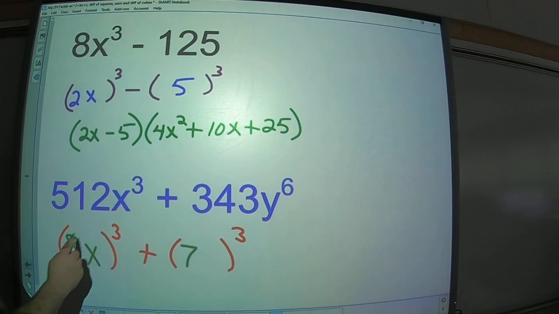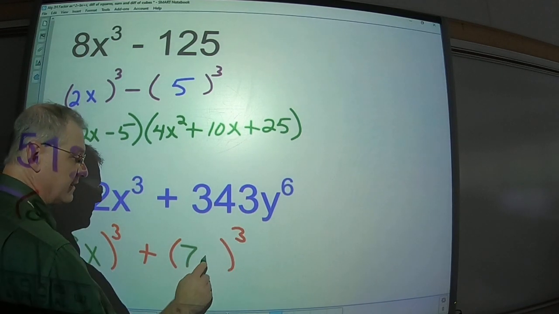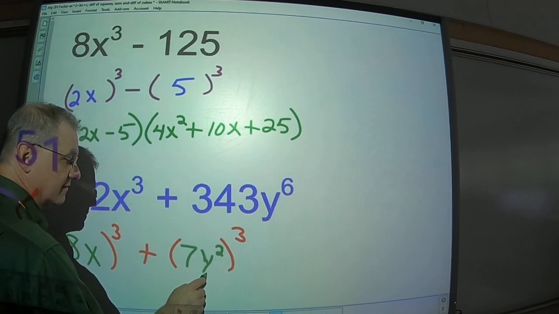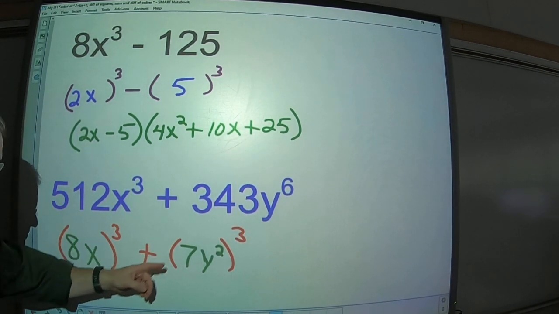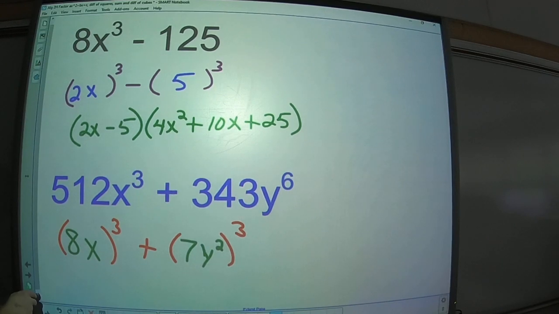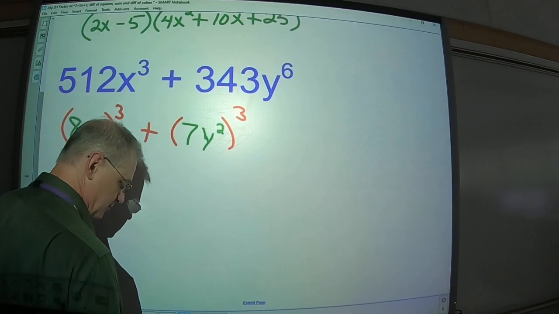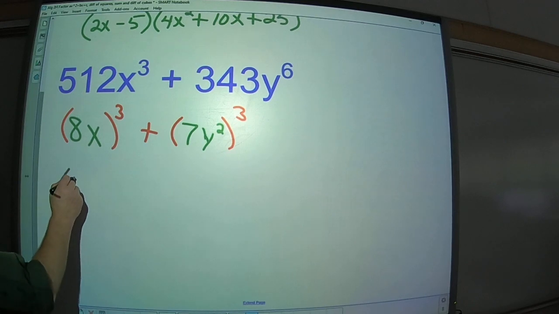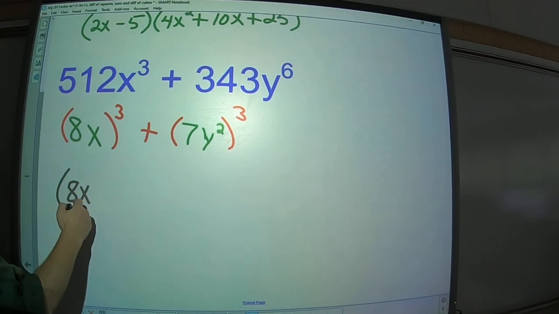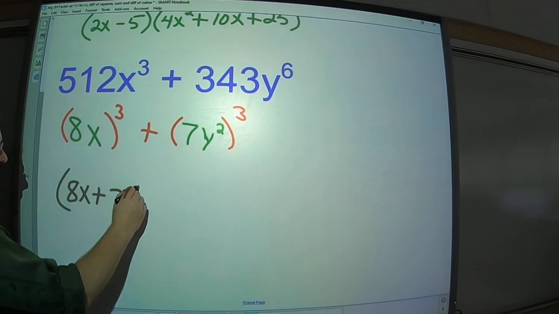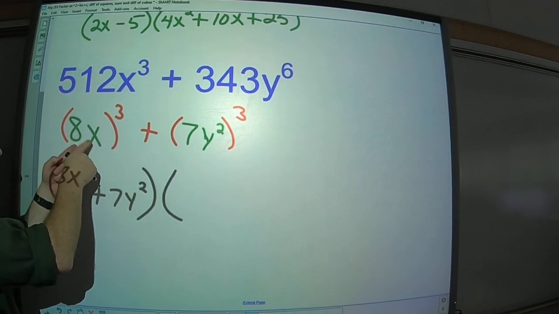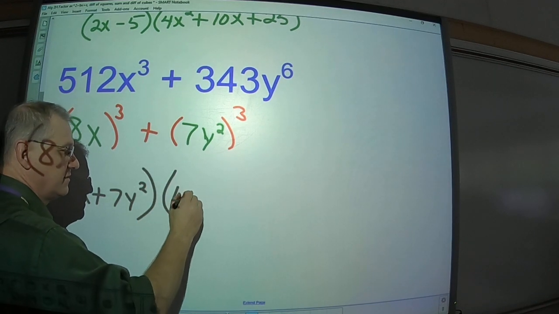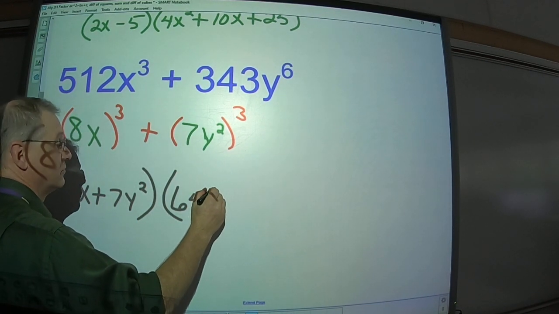X to the first raised to the third. Y to the second cubed is y to the sixth. Okay, there's my A, there's my B. Let's just extend that a little bit to make it easier. 8x is my A, plus 7y squared is my B. A squared: 8x times 8x, 64x to the second.